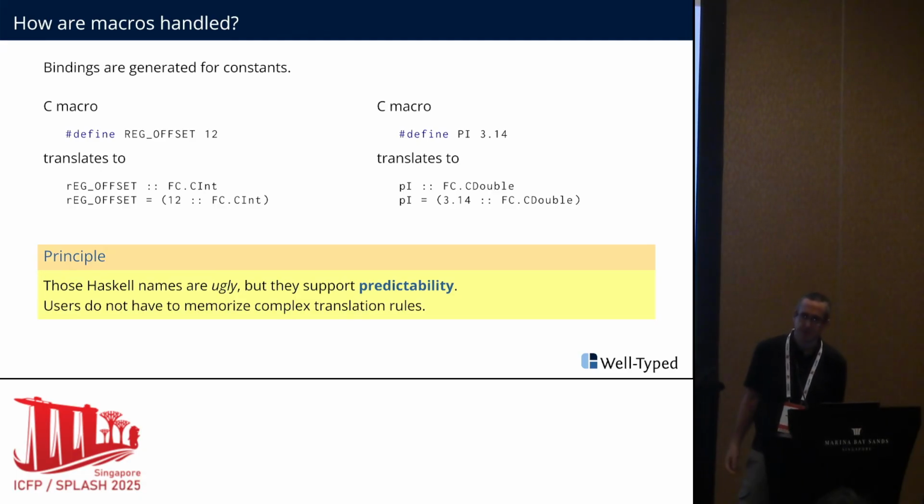The first is constants. This one's very trivial. If you have a hash define, on the left we have an example with an integer, on the right a double. We just create a direct binding for that type. You'll note that these names are not very pretty. In C, it's common to have constants as all uppercase, but in Haskell, we have to have our first character lowercase. But this is all done on purpose because it's better for us to understand where the names are coming from than to have to memorize the complex translation rules.